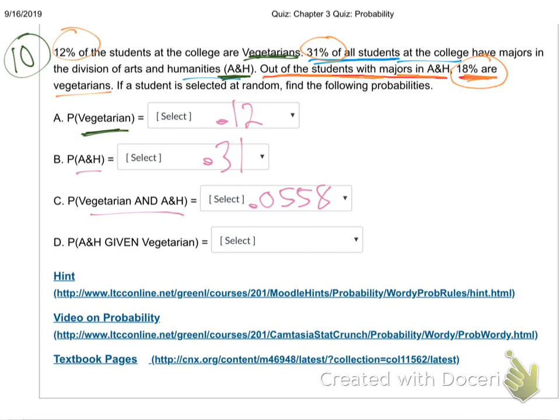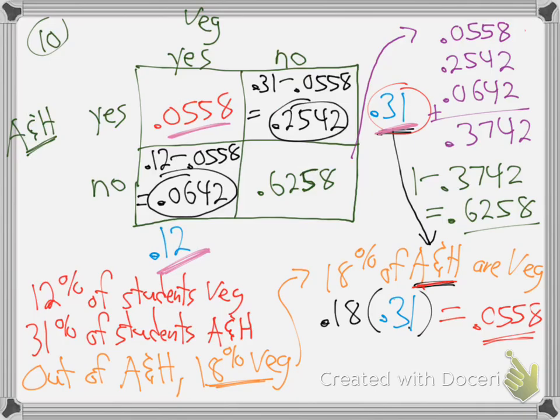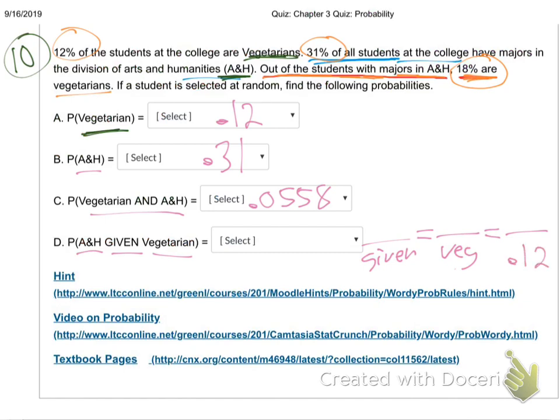Whatever, I'll just move on. And finally, arts and humanities given vegetarian. Remember given? The denominator is the given always. So the denominator is the veg, because that's what's given. Given veg. So given vegetarian, what's that? That's the 0.12. That's the vegetarian group, huh? 0.12. And the top is arts and humanities within the vegetarian. That's the arts and humanities part of the vegetarian.